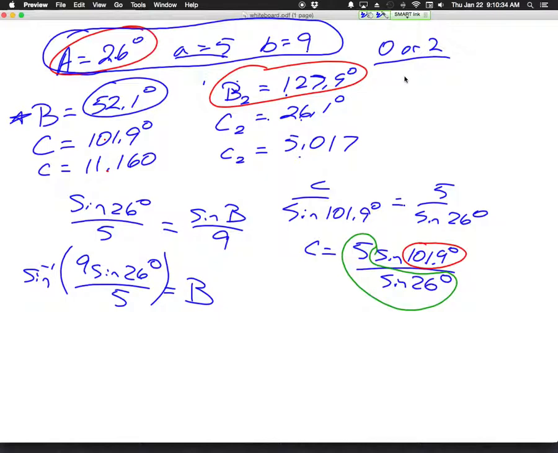Why did we use B? Because that's the side I got. Whatever side they give me, that's the angle I have to find first. And that's why whatever angle I found first, that's the one I have to use. All right, last example.